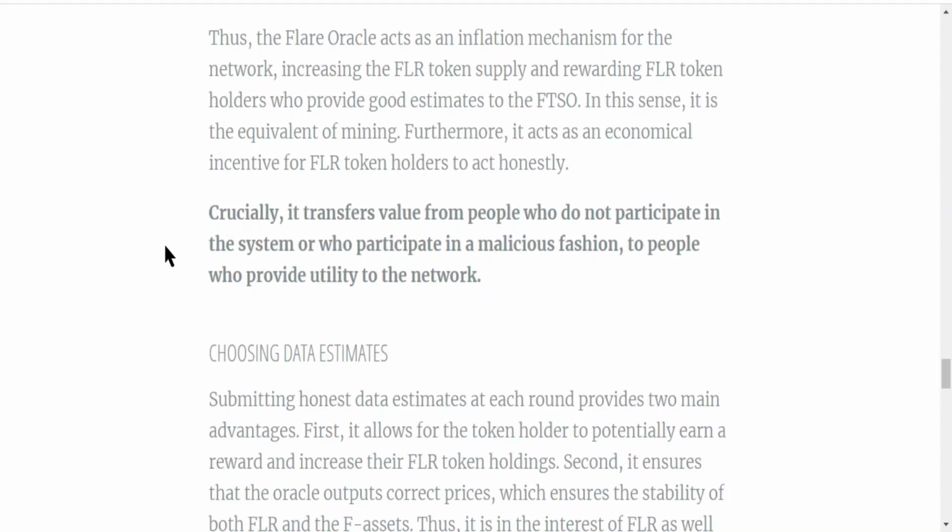Crucially, it transfers value from people who do not participate in the system or who participate in a malicious fashion to the people who provide utility to the network. So you're providing utility to the network by delegating your vote. And you're going to be able to do this right from your non-custodial wallet. We just don't have the exact details of how that does work.